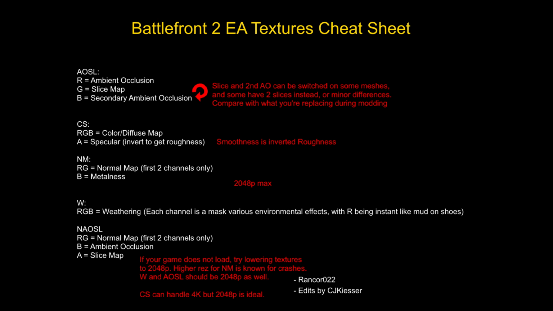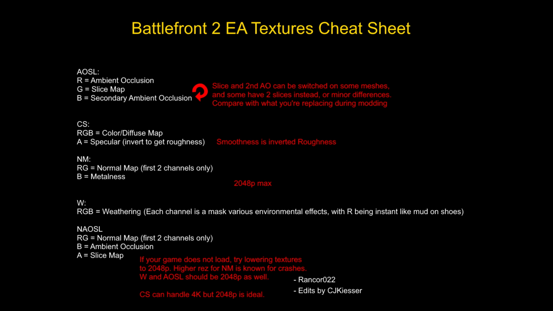NM stands for normals and metallic. RG is the normal channels, while B is the metallic. There is no alpha. AOSL stands for ambient occlusion and slice. The R channel is generally the AO, while the G channel is the slice, which is to say a blank texture or a mask. The B channel can be an AO or another slice depending on the mesh.